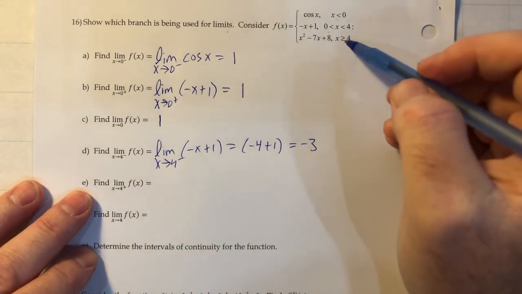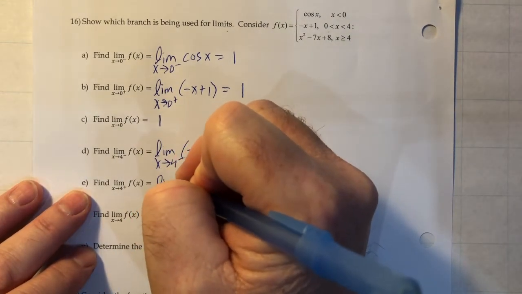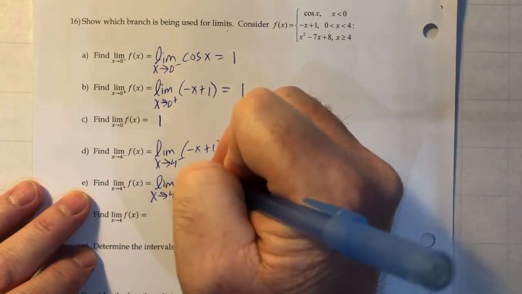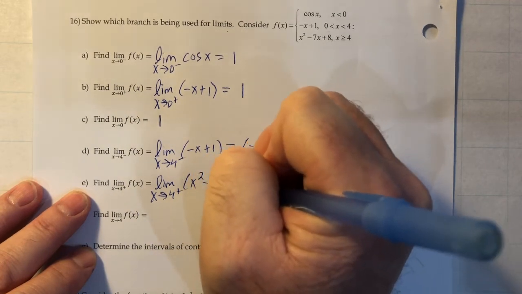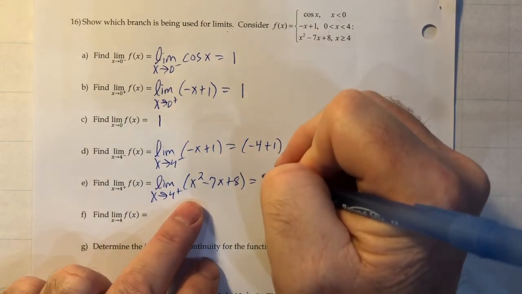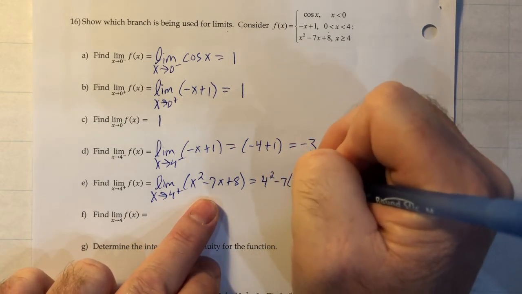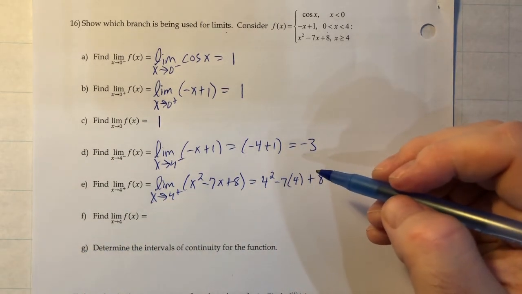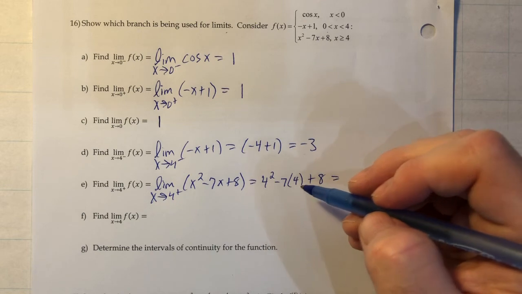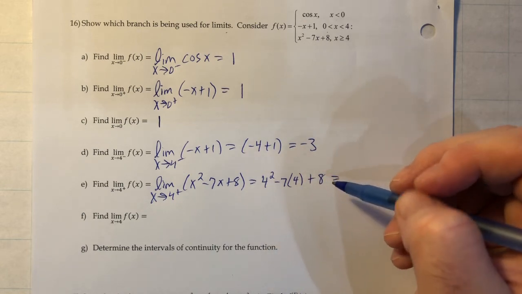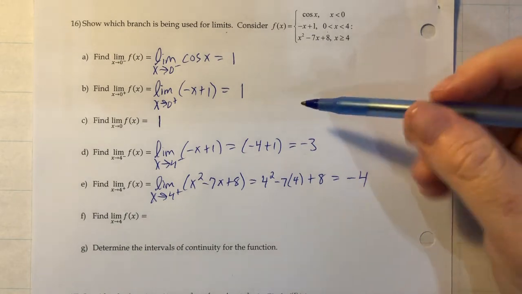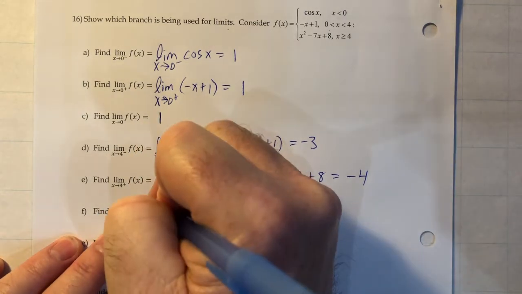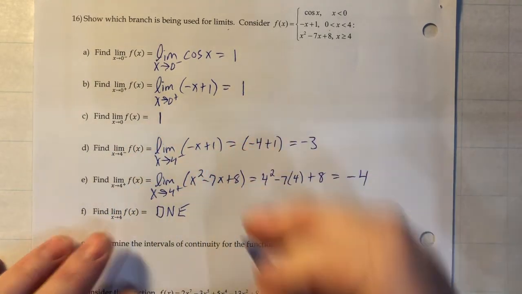Approaching 4 from the right means greater than 4, so we're looking at the limit as x approaches 4 from the right using this branch, x squared minus 7x plus 8. Still a polynomial, so we can still plug in 4 squared minus 7 times 4 plus 8. Let's see, what is that? 16 minus 28 plus 8 is negative 4. Notice the limit as we approach 4 from the left and the right do not equal each other, therefore the overall limit does not exist.